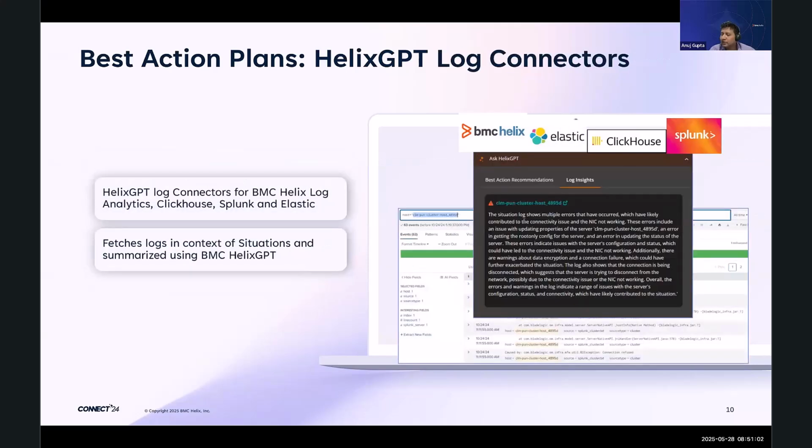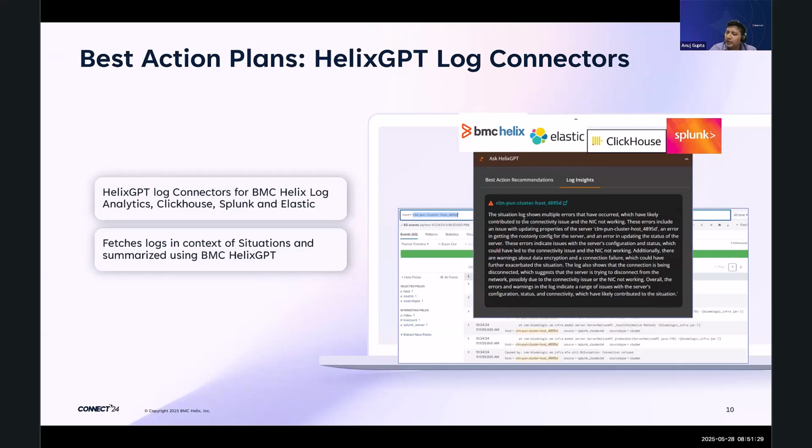This piece on the log side, as I mentioned, today we are supporting these 4 different log repositories. BMC Helix has our own log monitoring solution, but if our users and customers have their own log repository, be it the likes of Elastic or ClickHouse or Splunk, we have written these smart connectors which will query these log repositories for in-context gathering of the logs.